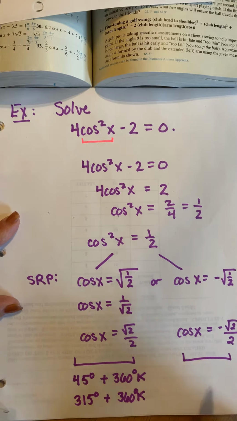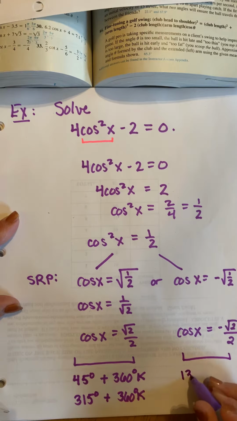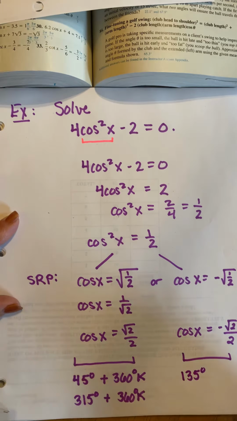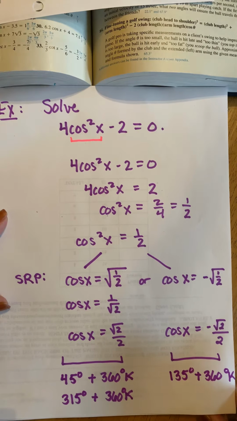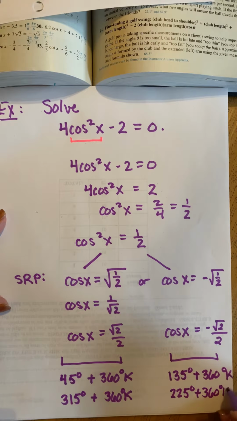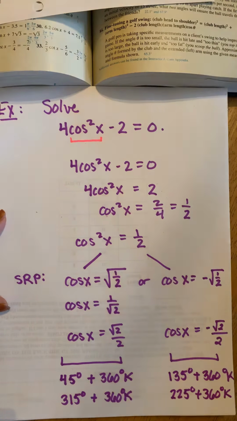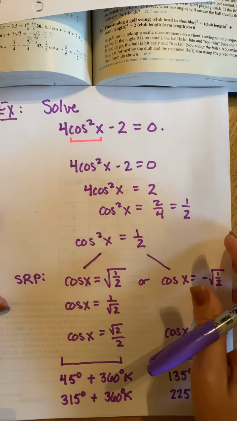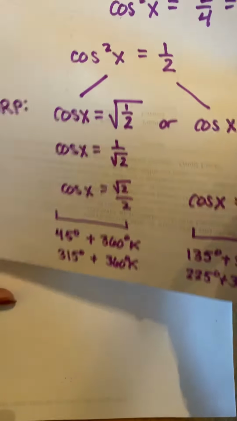The angle in quadrant 2 that has cosine negative square root of 2 over 2 is 135 degrees, same reference angle as 45 degrees, and all angles coterminal with it. And then we have the angle in the third quadrant whose cosine is negative square root of 2 over 2, 225 degrees, plus all angles coterminal with 225 degrees. Now let's draw a picture to see if we can condense that.